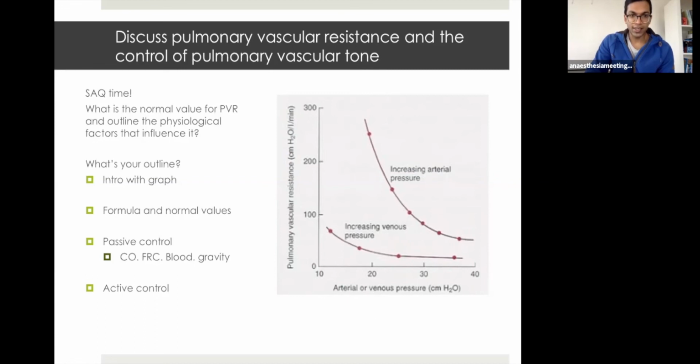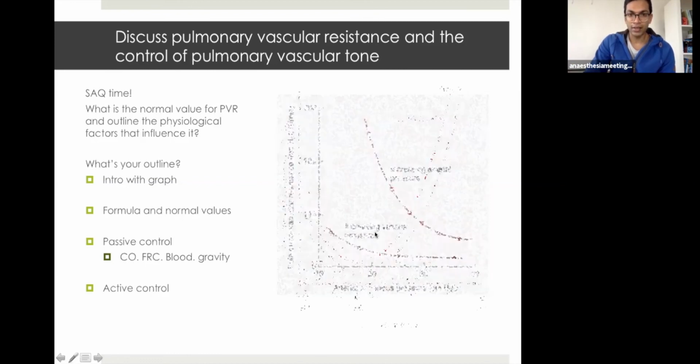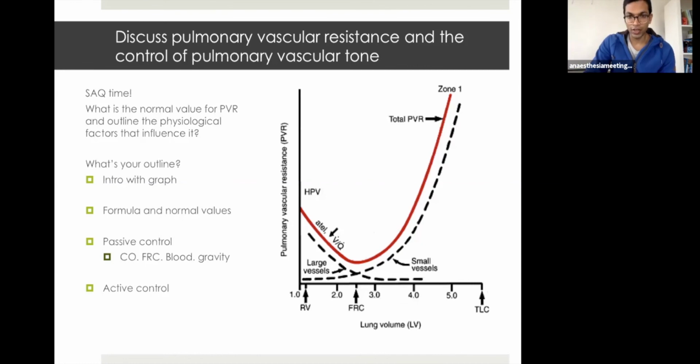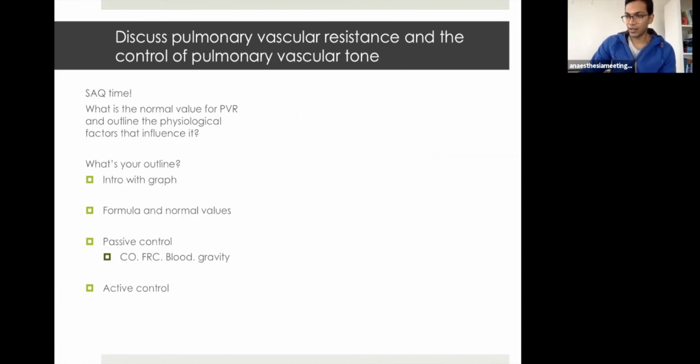Just the way I've organized it is, I guess, passive control in a sense. So cardiac output then causes recruitment and distension, and then decreases the pulmonary vascular resistance. And I insert this graph, FRC due to the intra and extra alveolar vessels, and I draw this graph. Blood factors I talk about with the Hagen-Poiseuille equation, which I think you mentioned as well. And then gravity effects, which are essentially West zones of the lung.